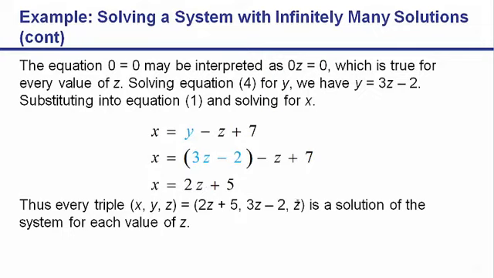Okay, so z just equals z. Y, we solved for it in terms of z and got 3z minus 2. And then x, by doing substitution, we also got it in terms of z. We got 2z plus 5. So this is the solution.